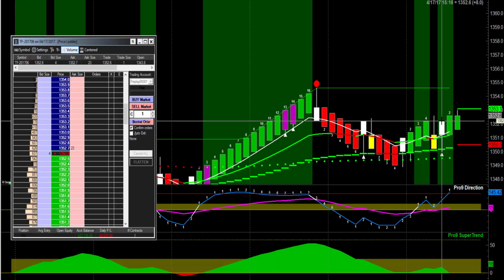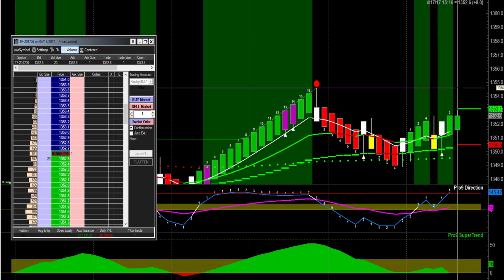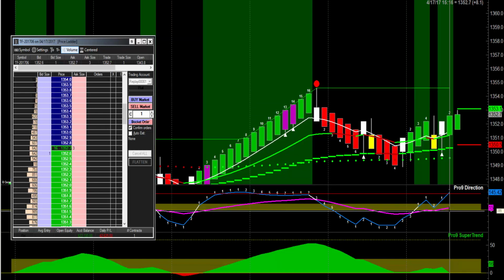Here we had a qualified continuation, and for this example, we'll assume that we missed this entry for whatever the reason. Now, the high of the day isn't too far, and what we really need to look for is our purple line being outside of its neutral zone in the appropriate direction. So for this breakout long, we're looking for the purple line to be at plus 50 or above.